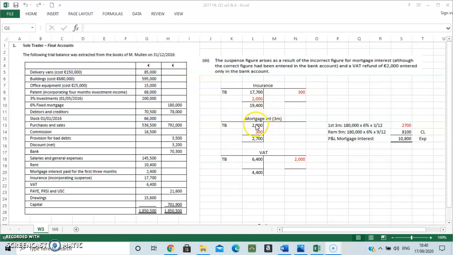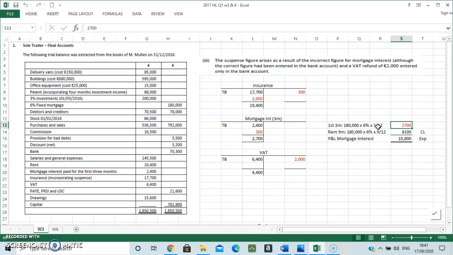So the first error is pretty straightforward. The question is saying that the mortgage interest for the first 3 months is 2,400. Here we have it. However, actually, if we go to calculate the mortgage interest, and if we work across here, we'll find that the mortgage interest for the first 3 months should be 180,000 at 6%. If we multiply that by 3 over 12, we'll get 2,700 as our true number.